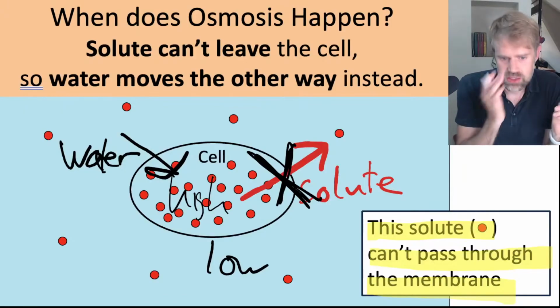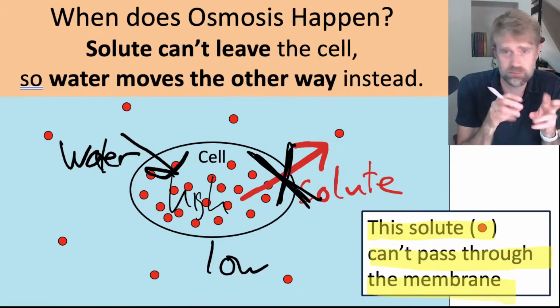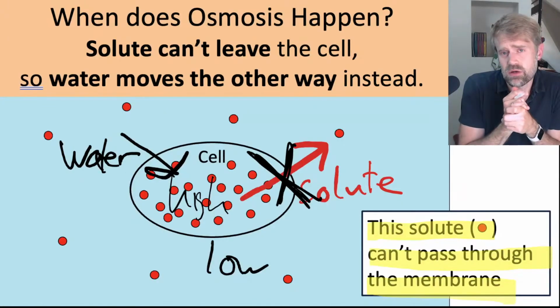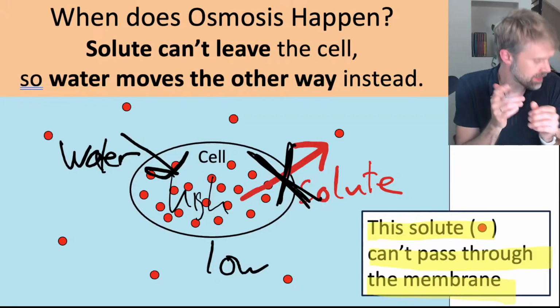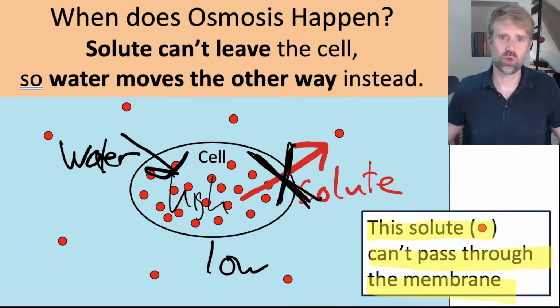Sand, right? Sand does not dissolve in water. Metal does not dissolve in water, like little metal dust. There's lots and lots of things that do not dissolve in water. Wax does not dissolve in water. Gasoline does not dissolve in water. Anyway, when does osmosis happen? You have a solute that can't leave the cell, so water moves the other way instead.